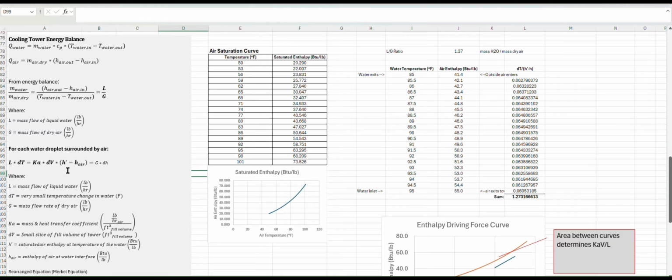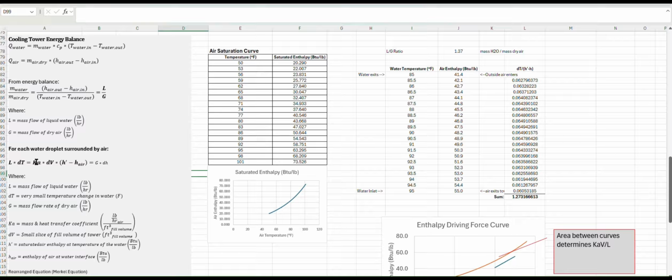if you look up Merkel equation, a guy named Merkel in the 1920s, I think, came up with this. What he basically says is that you can analyze the mass transfer and heat transfer of water through a cooling tower by looking at every small slice of the cooling tower and looking at the mass transfer of water into the air. And so for a small droplet of water at some point in the tower, the mass flow of that water droplet times the incremental temperature difference that it experiences will equal Ka times dV.